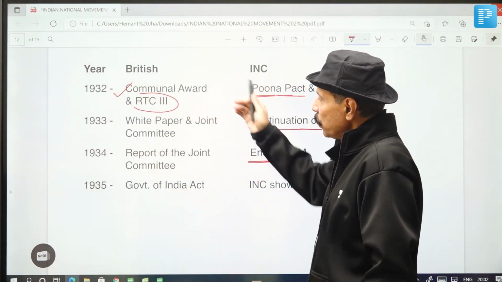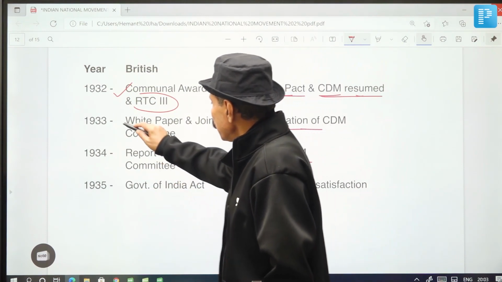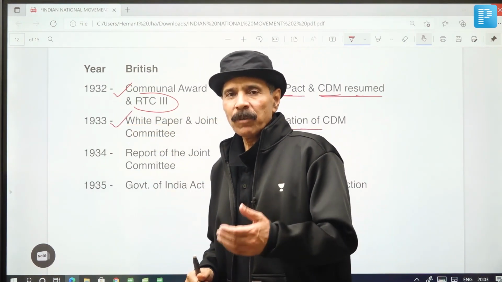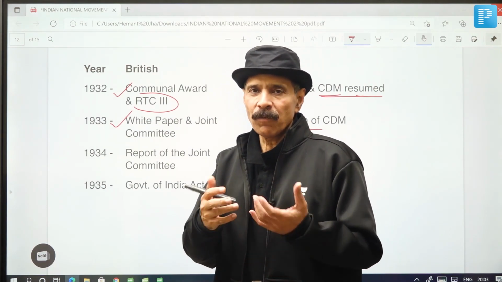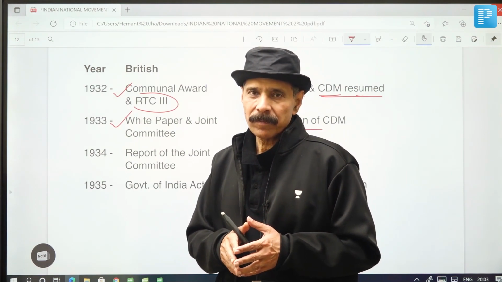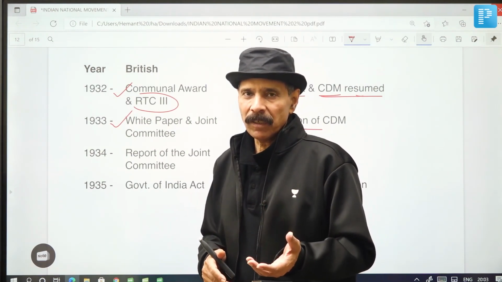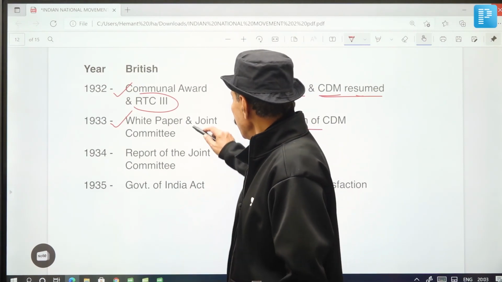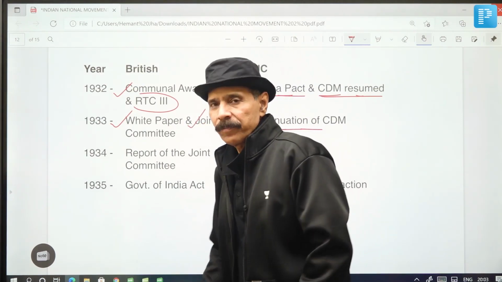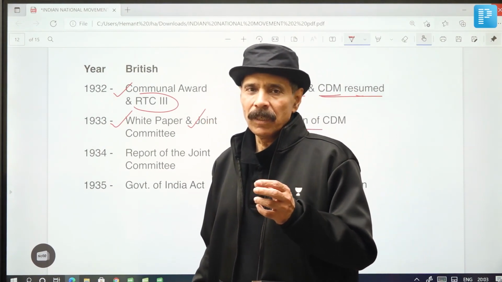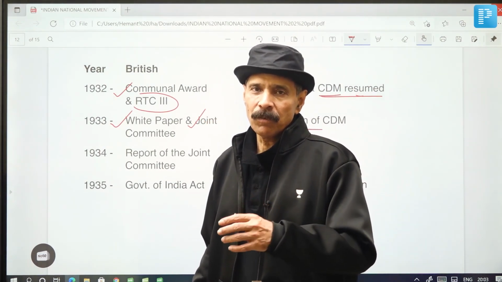And now consider the British side. In 1933, a white paper was issued. The white paper was on constitutional reforms of India as deliberated by Simon Commission and in round table conferences. And a joint committee was formed, a committee of the members from both the houses of British Parliament.